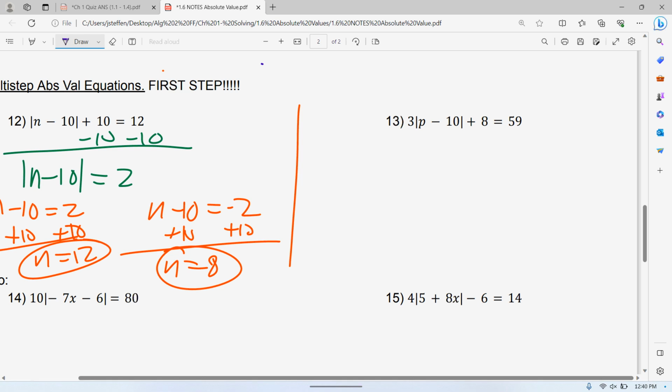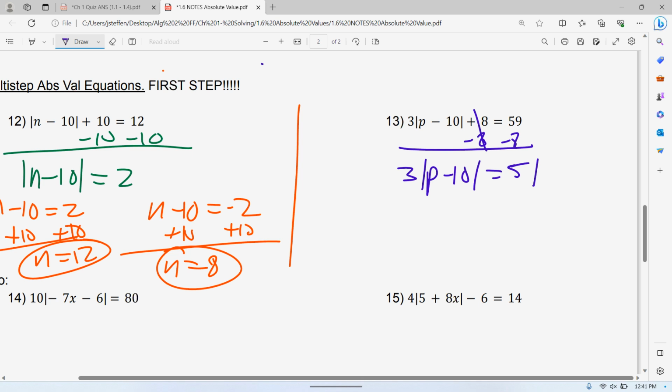So number 13, same thing. I can't do anything with that absolute value until I get it all by itself. So the first thing, I'm going to subtract 8. And again, I have students that struggle with this, and they don't know which one to do first. Definitely, just think of it as 3x plus 8. It's the same thing. It's the same order. So I subtract 8 from both sides.